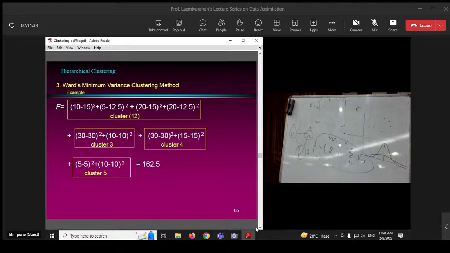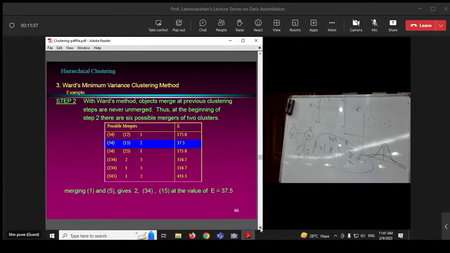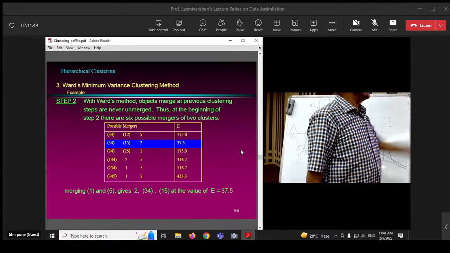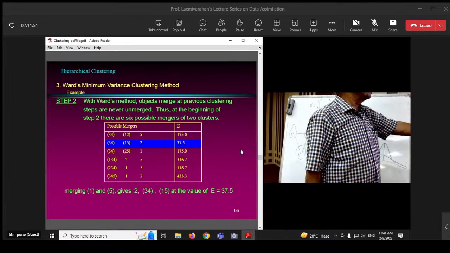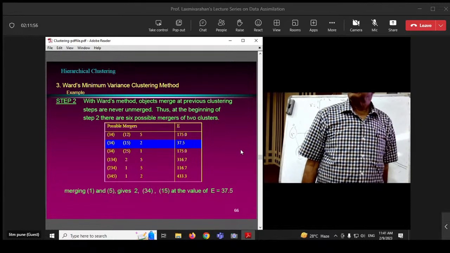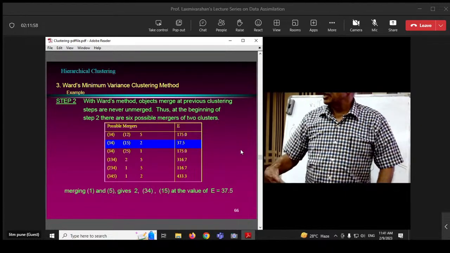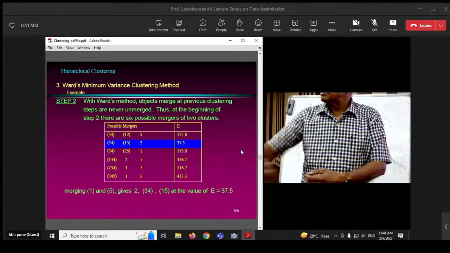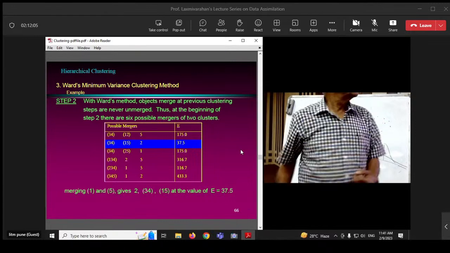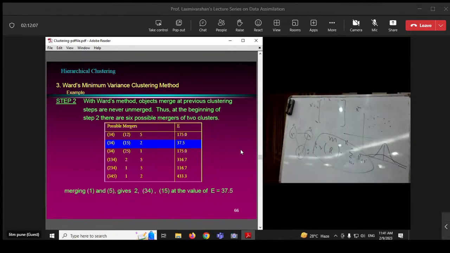So look at this now. This is the second step, step 2. I already have 3, 4. On top of 3, 4, I could have 1, 2, 1, 5, or 2, 5. Or I could have 1, 3, 4, 2, 3, 4, 1, 3, 4, 5. All possible. In other words, which clusters I'm going to bring together. So here again, the net increase is 37.5.